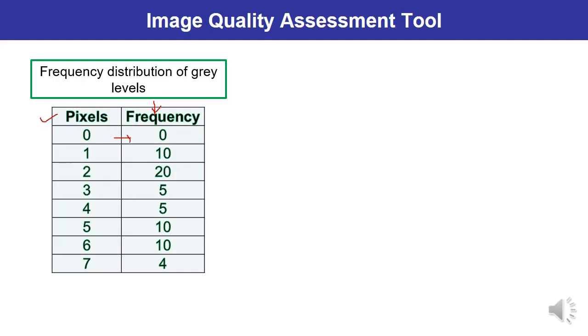But if you observe the frequency of pixel 1, you can see that in that matrix it is found at 10 different places. So frequency is 10. For 2, its frequency is 20. Accordingly, for each and every pixel, we have written the frequency. Now, there is a requirement to plot the curve, which is known as a histogram.